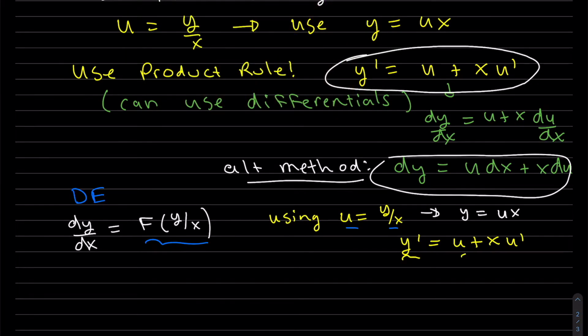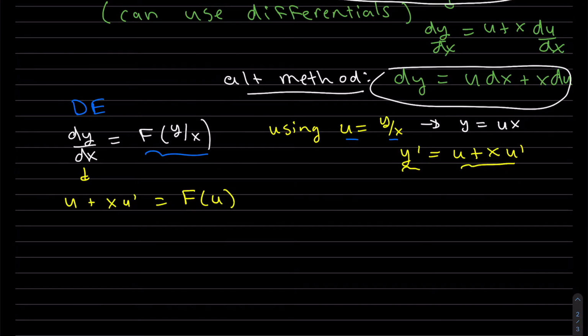So y prime is u plus x u prime, which is dy/dx. So that's u plus x u prime. And over here, this y over x is my substitution u. So this is f of u.